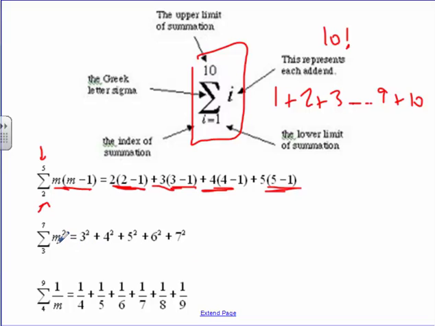So here's another one. You've got m squared. Well, that just means start with 3 squared, then 4 squared, then 5 squared, then 6 squared, then 7 squared. And we stop at 7, because 7 is my top number. And we're adding all these things together.